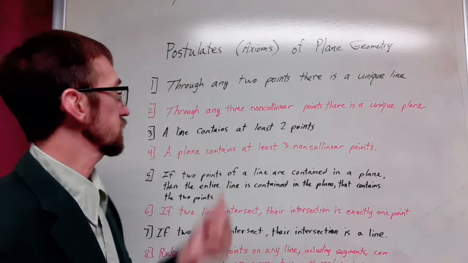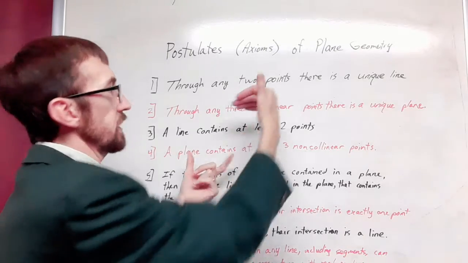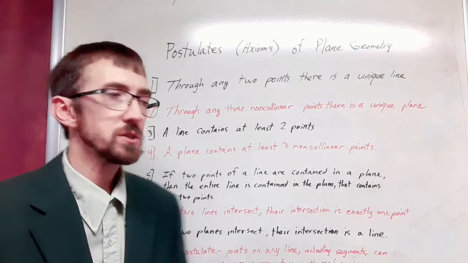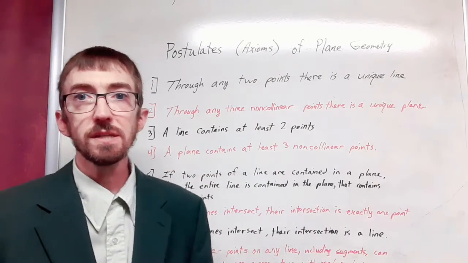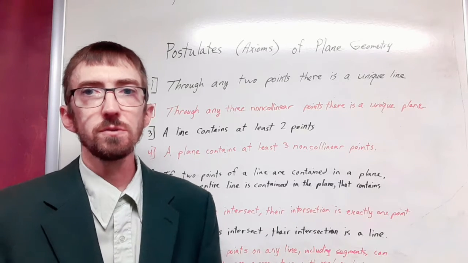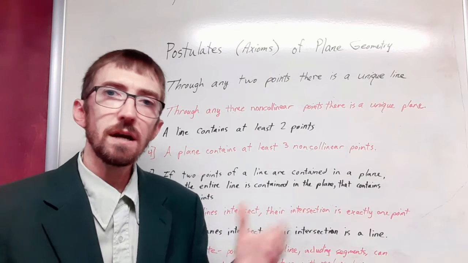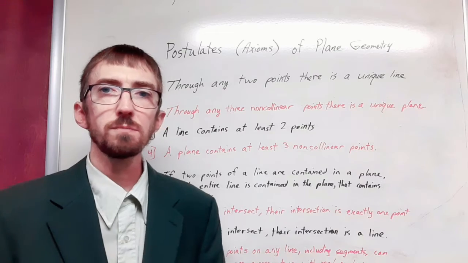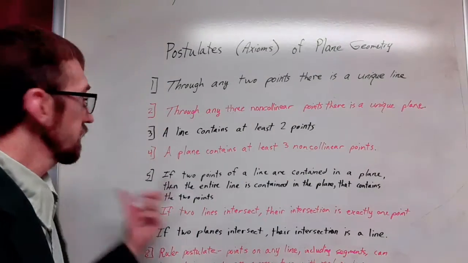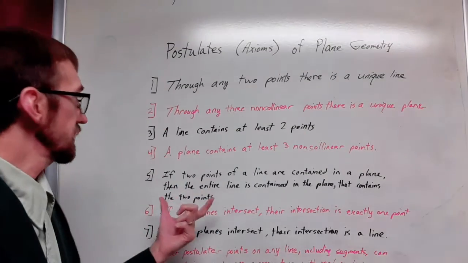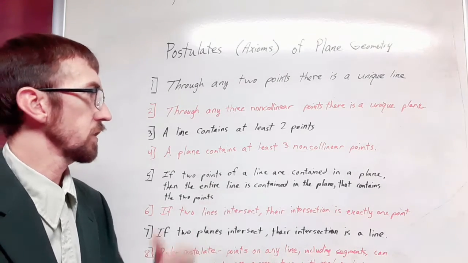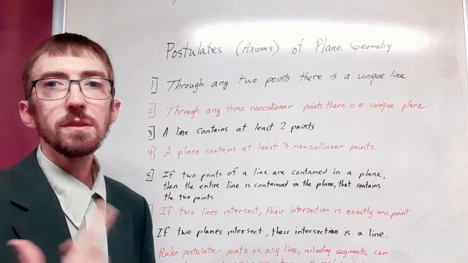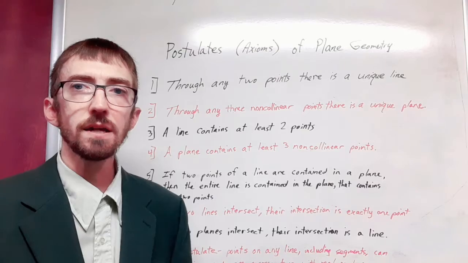The fourth one is similar to the third one in the way that it reflects back to a previous postulate. This one says that a plane contains at least 3 non-collinear points, and so that establishes a minimum of 3 points in your plane. The fifth one states that if 2 points of a line are contained in a plane, then the plane contains the entire line.